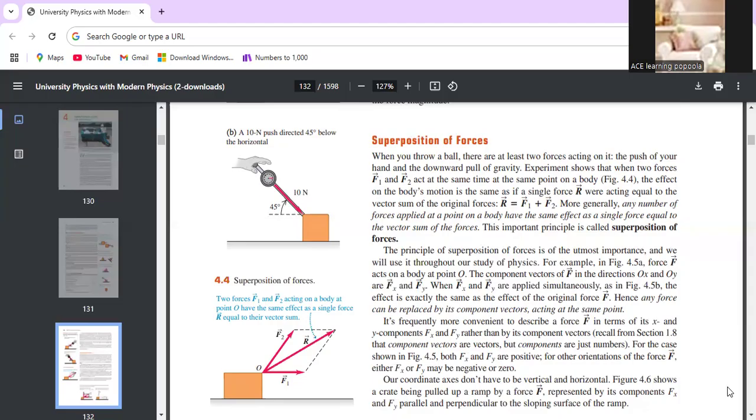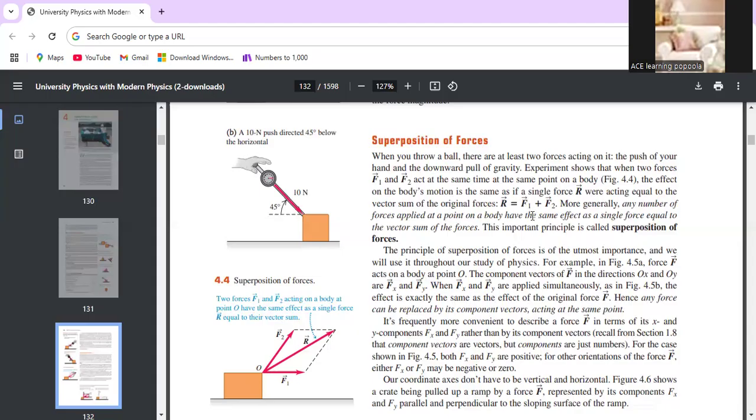For example, let's look at this picture here, superposition of forces. Let me go over this first. I'll quickly read through this, so just follow me. When you throw a ball, there are at least two forces acting on the ball. There is the force you throw the ball with from your hand, and there is also gravity, which will act on the ball to pull it down. So these two forces will act on it.